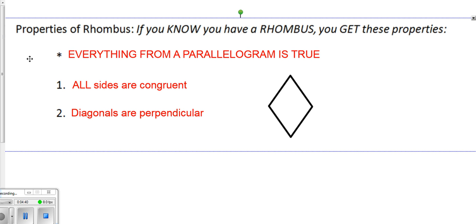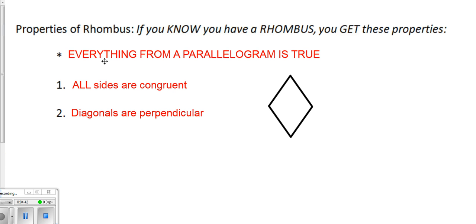Properties of a rhombus. Again, everything from a parallelogram is true, so we can take the time drawing all of that information from a parallelogram. Things like this one is parallel to this, or this one is parallel to this. Okay, all of those things are true. The only added things are that all of the sides are congruent, not just opposite sides. So it's not just this one and this one, it's all of them. So they're all the same length as one another.